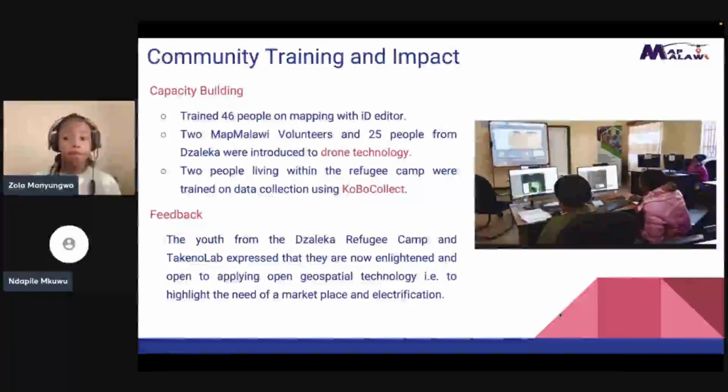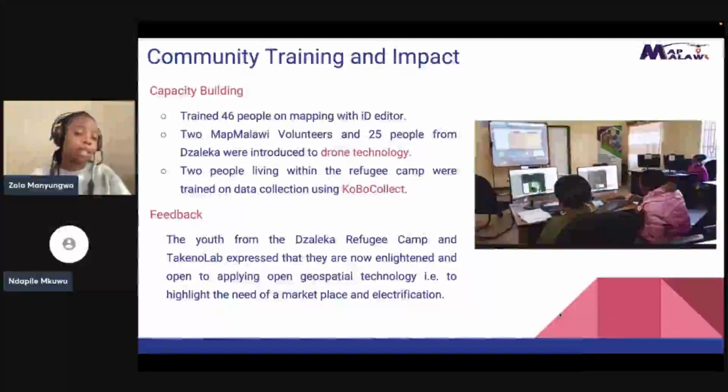Two people, as my partner already said, were also introduced to Kobo Collect, and now it's safe to say that they're able to go around their own camp to collect this data. We thought that was important because it brings about a better representation of the information they're collecting, unlike just us as outsiders going in. So we thought it was very paramount for us to train people that are living within the camp itself.